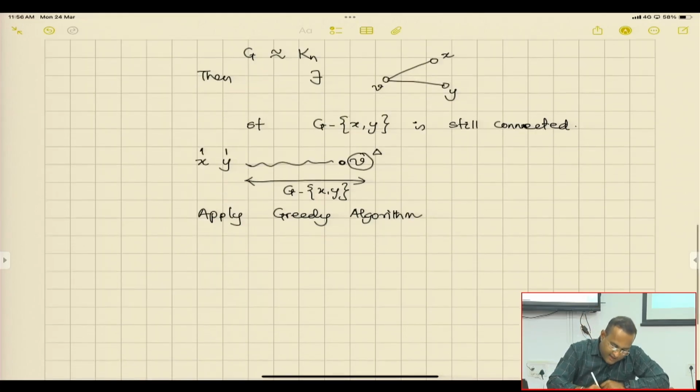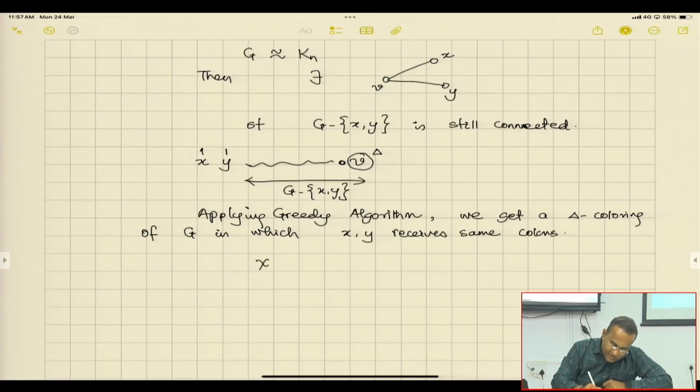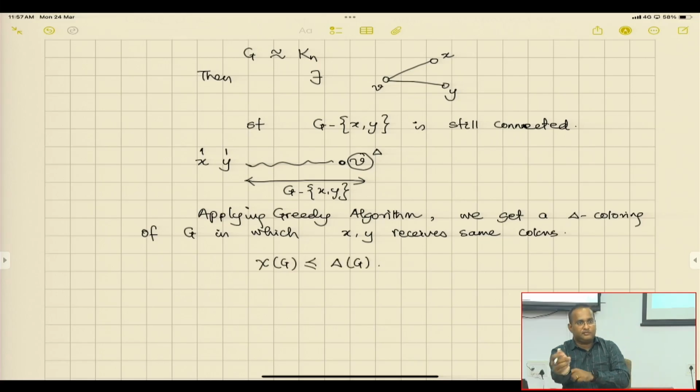So applying greedy algorithm, we get a delta coloring of G in which X, Y receives same color, right? So therefore here what is happening, chi of G is basically delta of G. Okay.